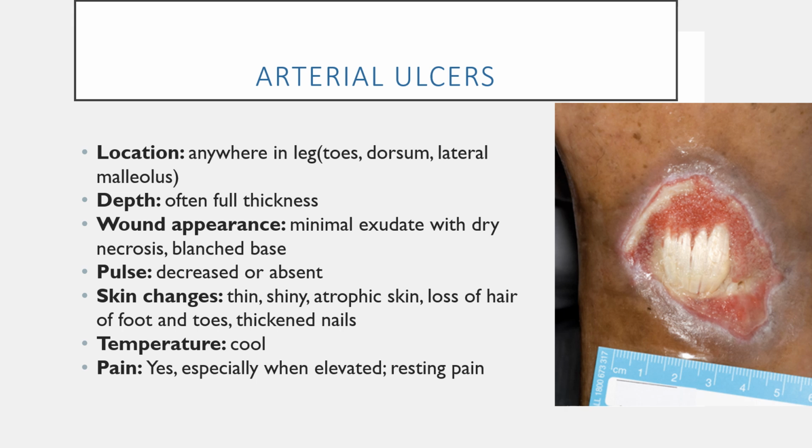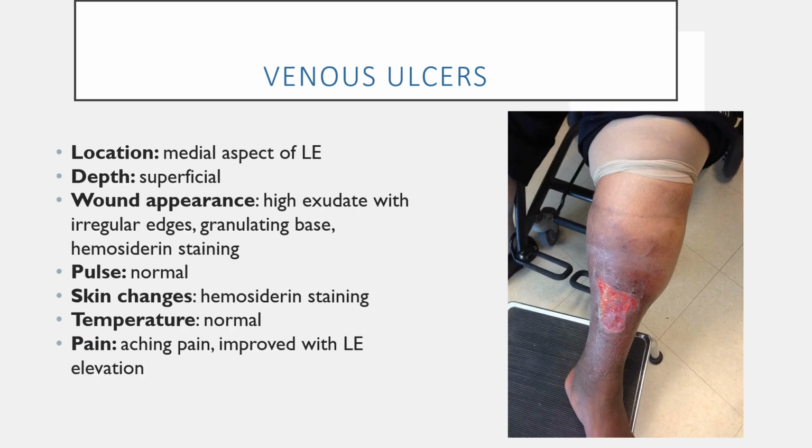The wound appearance may have minimal exudate with dry necrosis and blanched wound base and peri-wound tissue. Venous ulcers due to venous insufficiency are generally located on the medial aspect of the distal 1/3 of the lower leg behind the medial malleolus.